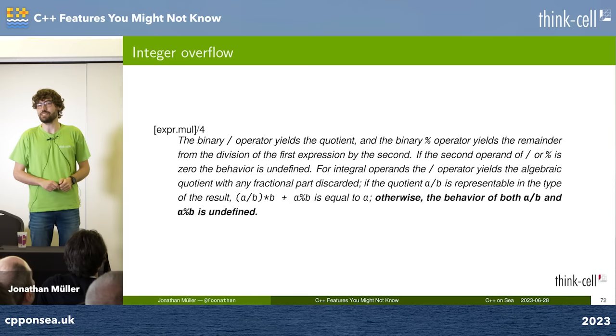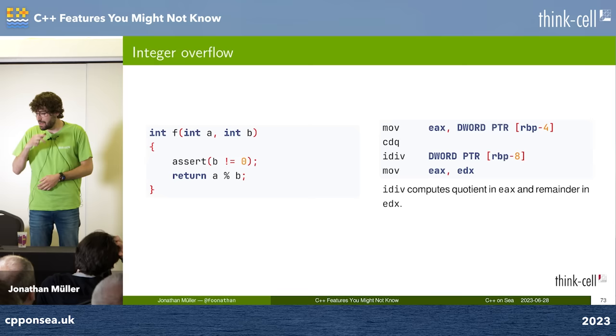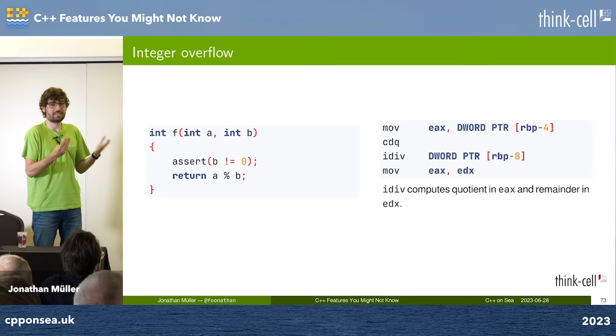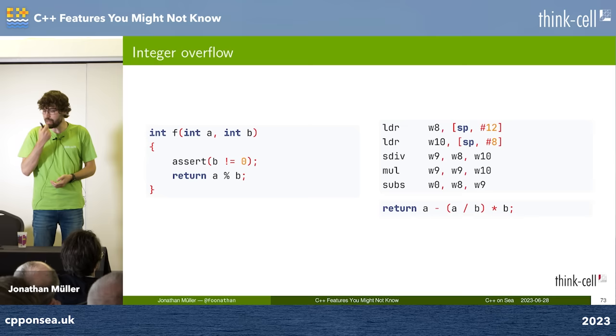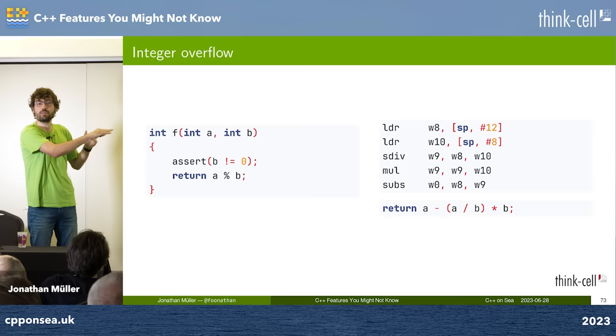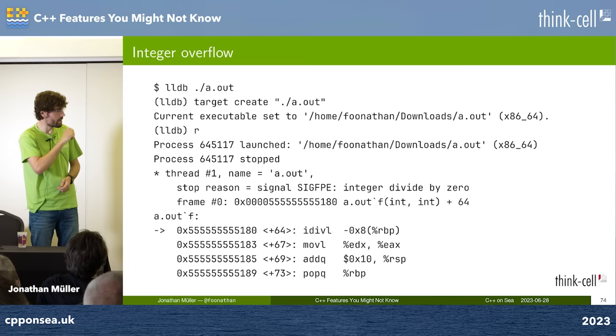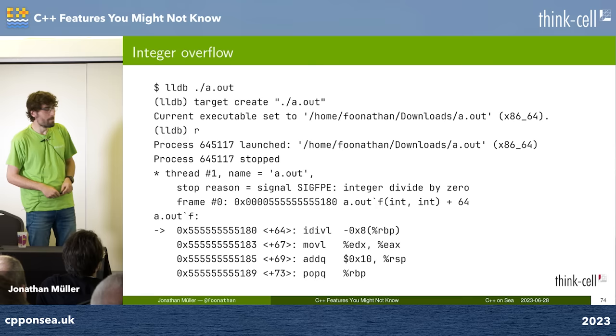And the standard doesn't do that because it doesn't like you. But if you look at the assembly code, it's pretty obvious. On Intel, there's one instruction that computes both division and modulo. So naturally, if division already has undefined behavior, the modulo necessarily has the same thing. And on ARM, it's even more obvious because ARM doesn't have modulo. So you do division, and then essentially you compute the remainder. But if you can't do division, you cannot compute the modulo. So modulo has undefined behavior. And this gets really fun if you look at it in the debugger, because LLDB says we've got a floating point exception, integer divide by zero, which absolutely isn't what's going on here.